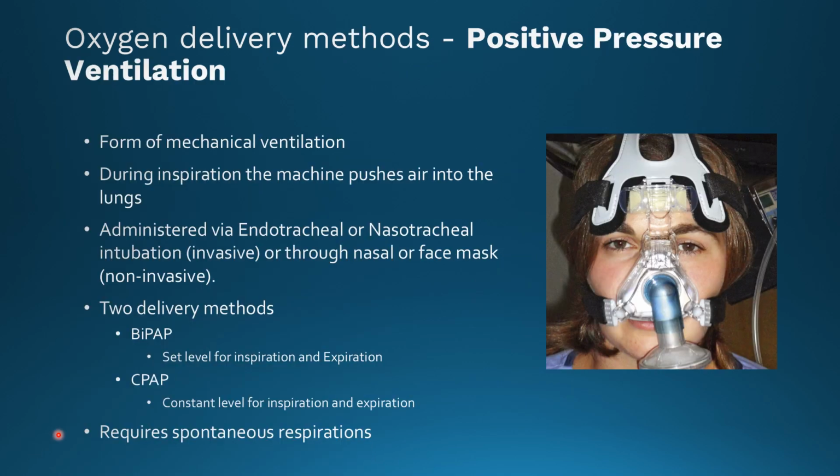Another type of ventilation is called positive pressure ventilation, or PPV is the abbreviation. It is a form of mechanical ventilation through a nasal or a face mask. This is done during inspiration on the machine as it pushes air into the lungs. It can be administered by an endotracheal or nasotracheal tube, but most commonly through a nasal or a face mask. There are two different ways to administer this positive pressure ventilation: we have BiPAP and we have CPAP.